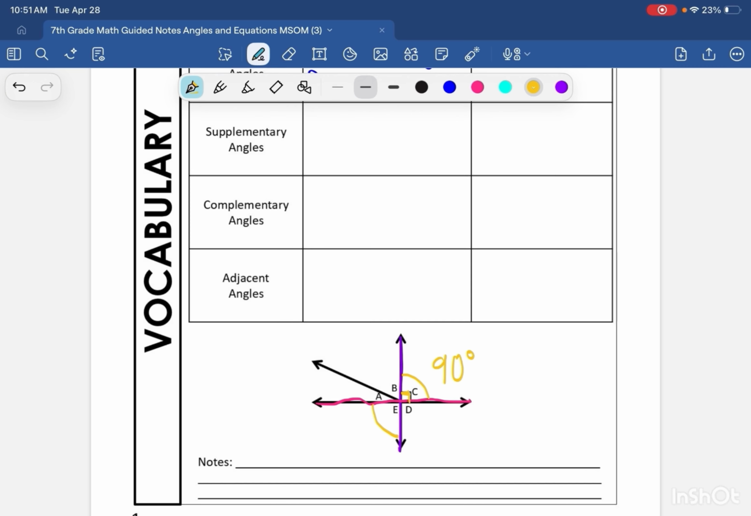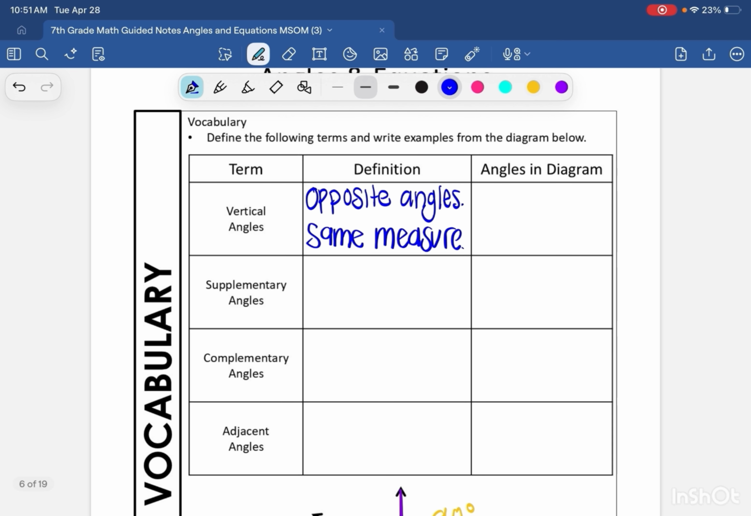And because angle E is opposite angle C and formed by the same two intersecting lines, it is also 90 degrees. So up here, we're going to use our angle symbol to write: angle C and angle E are vertical angles.